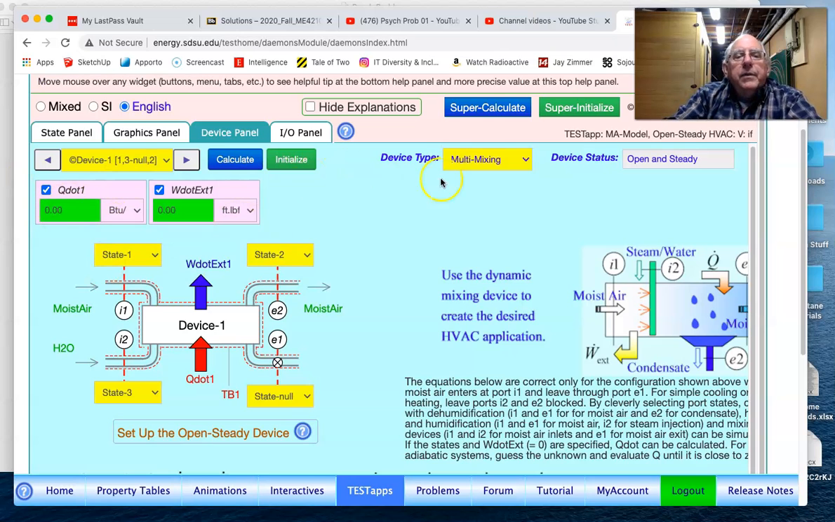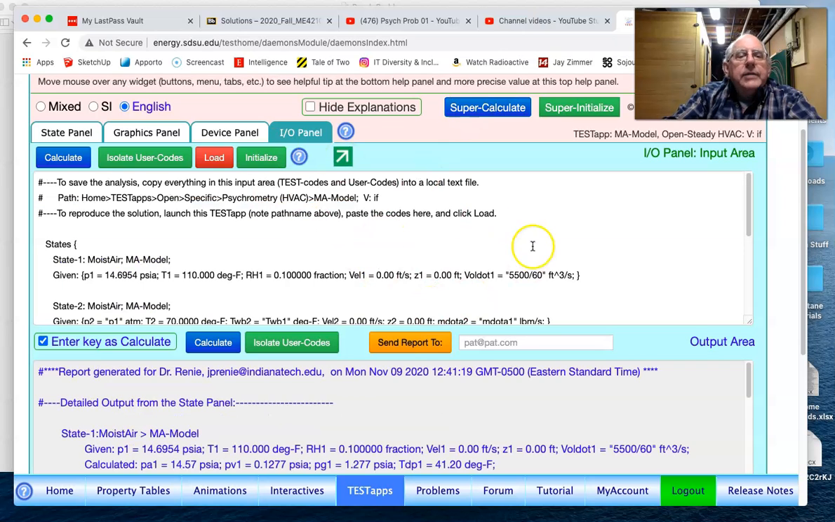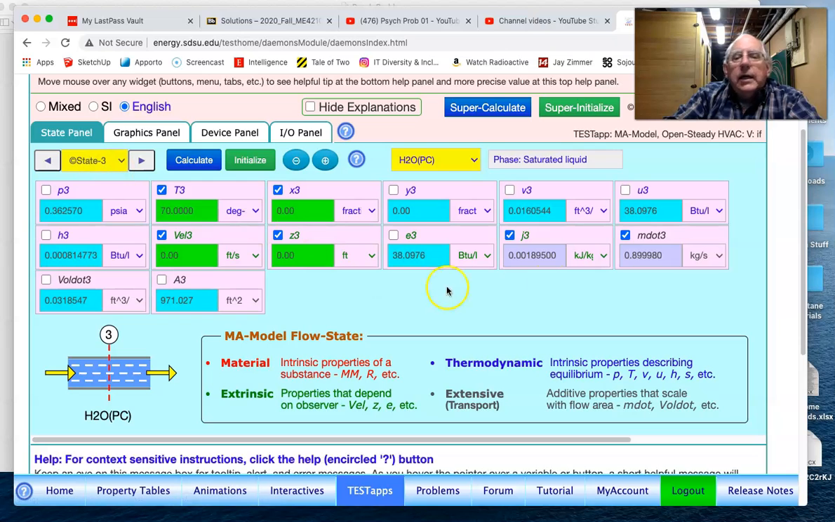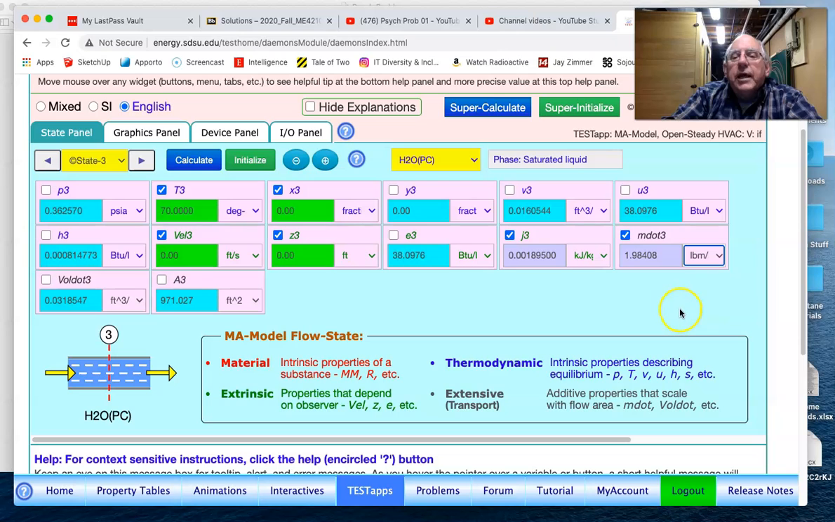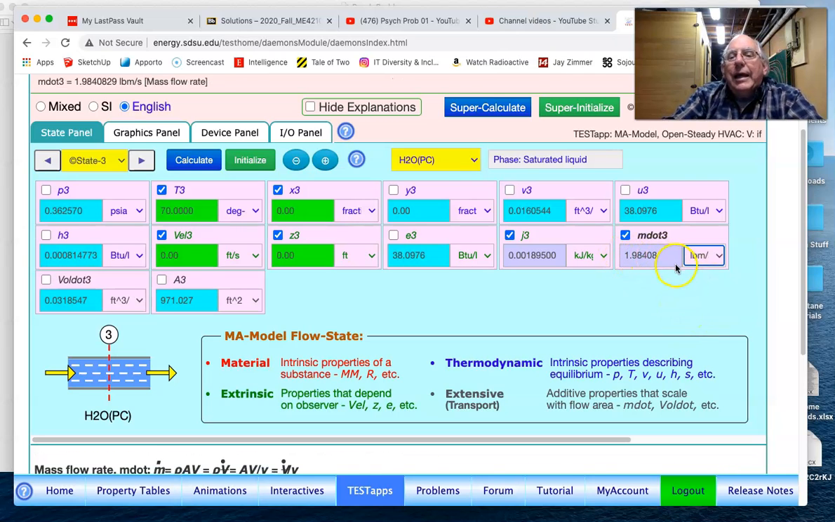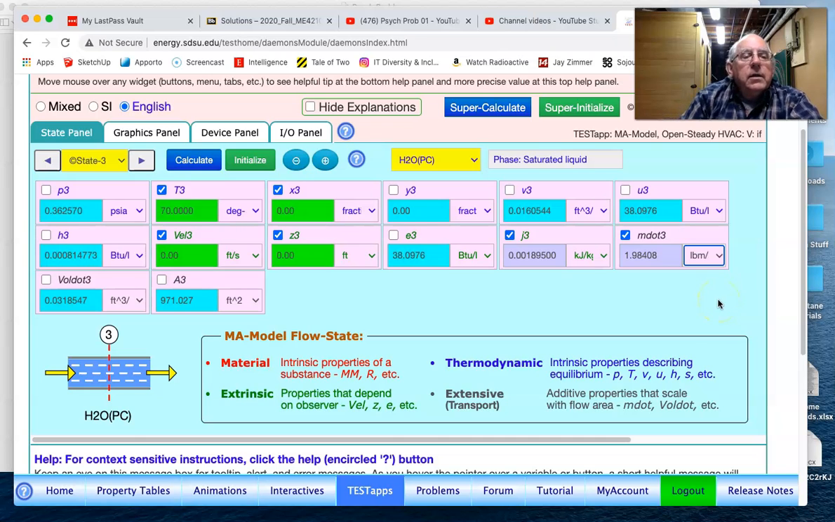When we do a super calculate, it now has enough information from the device panel to calculate for state 3 how much water was brought in during that process. If I bring that to pounds per second, we see it is 1.98 pounds per second of water that was added to the system.